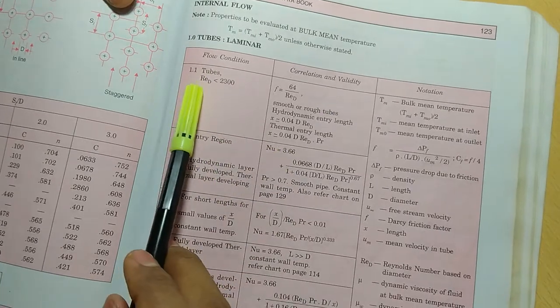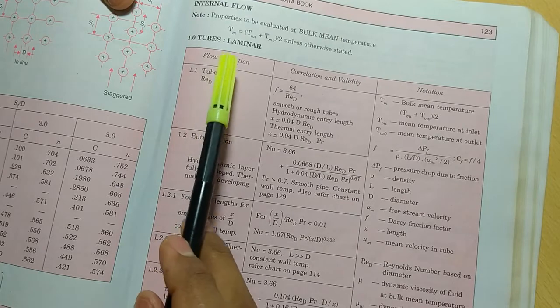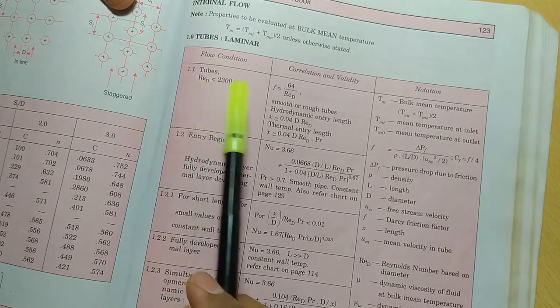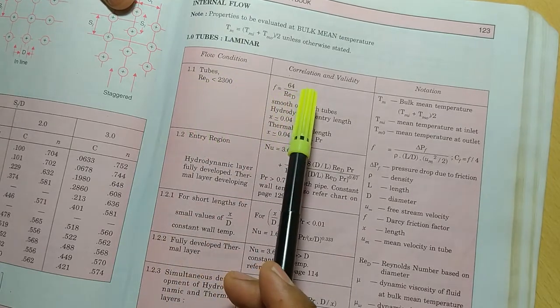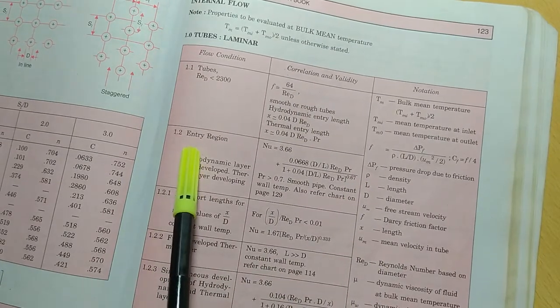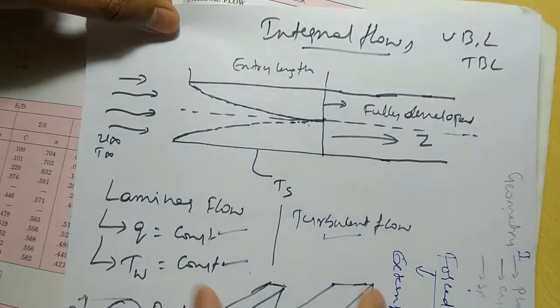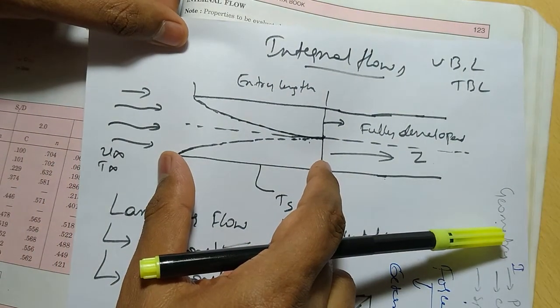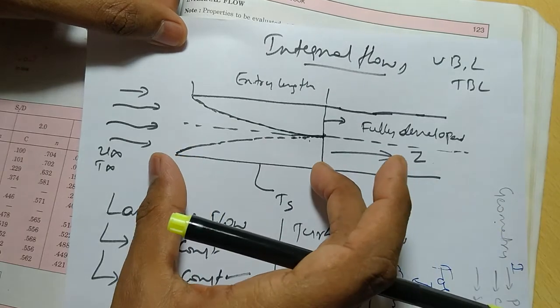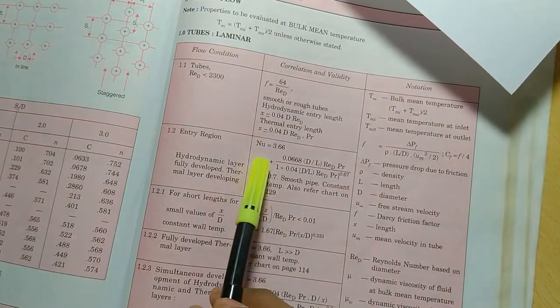Here you can see that if it is less than 2300, that is the laminar condition. In that condition, f can be calculated by 64 divided by Reynolds number. And I told that suppose if it is an entry region problem, suppose you have to calculate the heat transfer for this also. While calculating the complete heat transfer, suppose you have to consider this also. In that condition, this equation you have to use, the entry region equation.